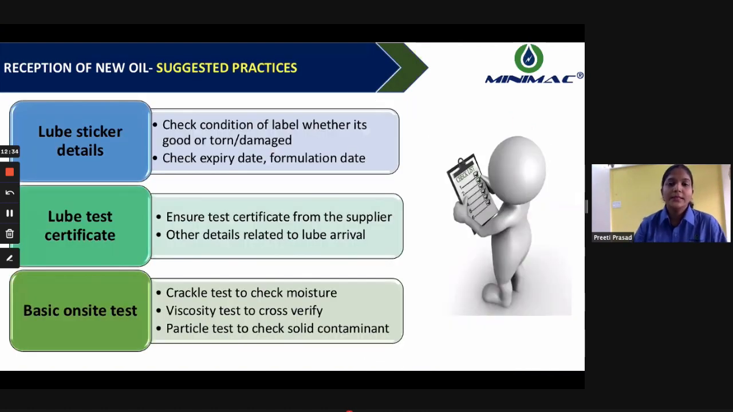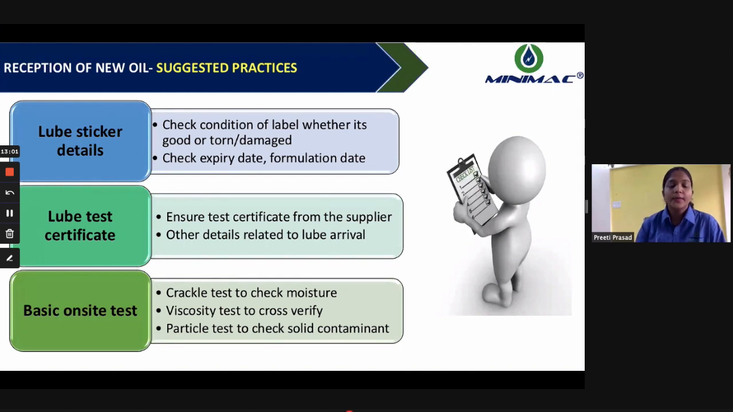So what are the suggested practices to check the new oil? The first one is the lube sticker details. If you see the sticker is in very bad shape, or it is torn, and the data like the batch number, the manufacturing date, the expiry date, which we should know as a user, is not visible on the sticker, you can analyze the condition it was stored in before reaching you.